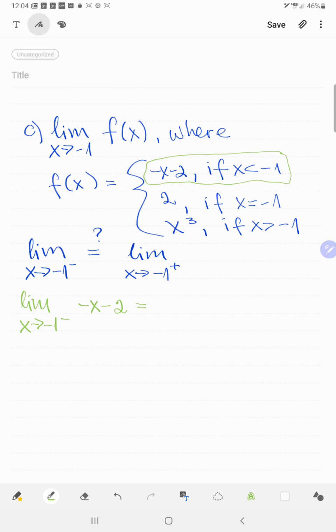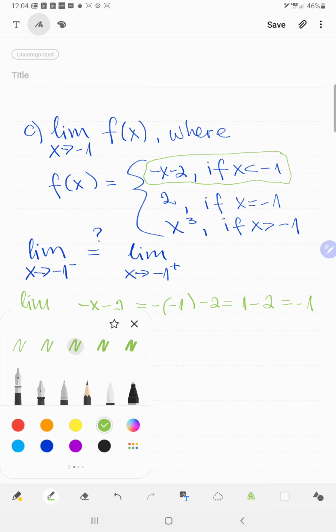Substituting x with -1, we get minus -1 minus 2, which simplifies to 1 minus 2, which is just -1.